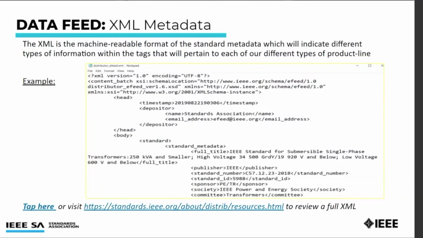The XML is the machine-readable format that shows the metadata of each product and will indicate the different types of information within the tags that will pertain to each of our different types of products, as seen in the example provided. For example, the standard number tag will contain the standard number, which is sometimes referred to as the standard designation. For a full list of our metadata tags with descriptions, visit our distributor program page at this link.